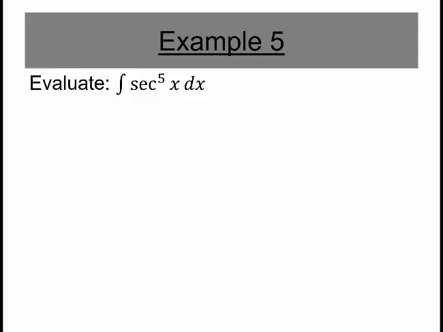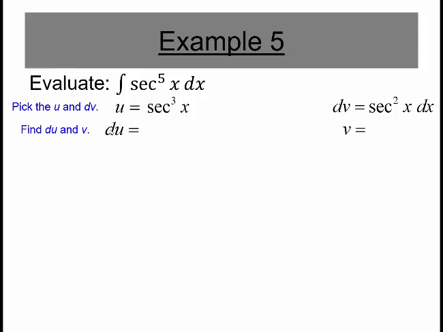Now this one is going to seem a little weird, but we're actually going to try to solve this by parts. That means I'm going to have to pick a u and a dv. I'm going to pick secant cubed x as my u, and my dv is secant squared x dx. I can do that because u times dv gets me back to secant to the fifth power x.